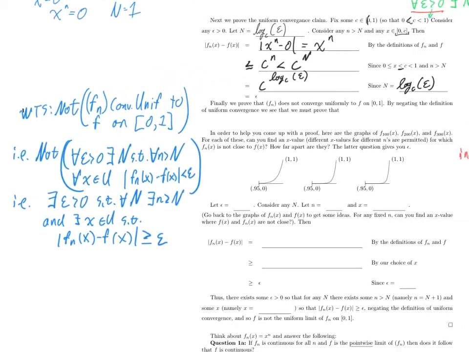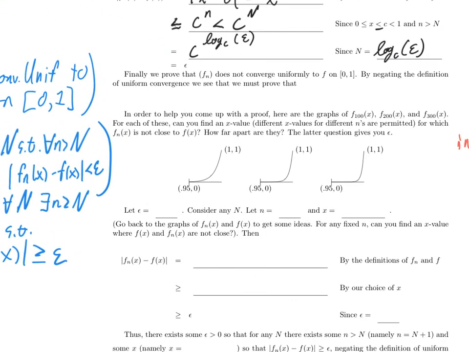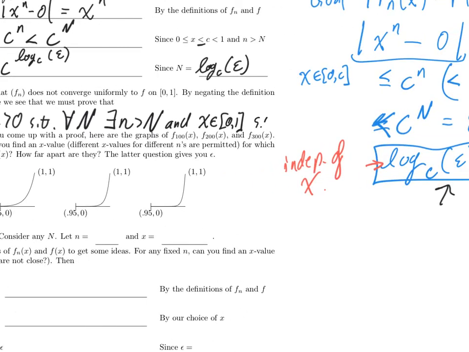So we need to prove that there exists an epsilon bigger than 0 such that for every choice of big N, there exists a choice of little n bigger than big N, and x in 0, 1, such that absolute value of f sub n of x minus f of x bigger than or equal to epsilon.